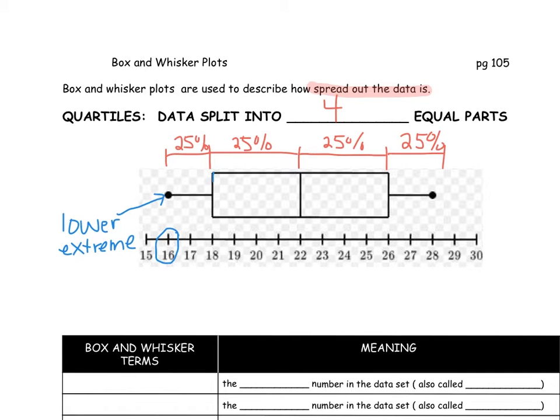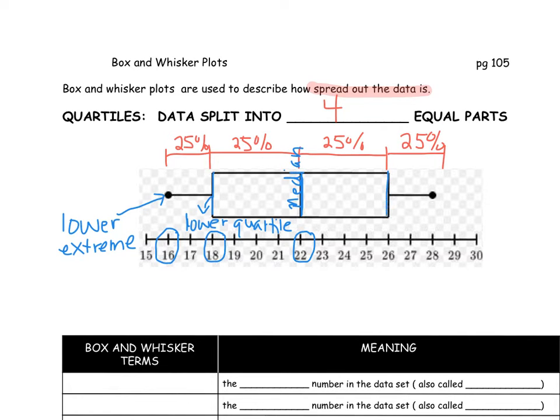Then at the start of the box, which is on 18, that right there is called the lower quartile, and we'll discuss how to get that in a little bit. The next part is the line going down the middle, which is at 22 on the number line. That line represents the median, and you might remember from previous years, the median is the middle number in a set of data.